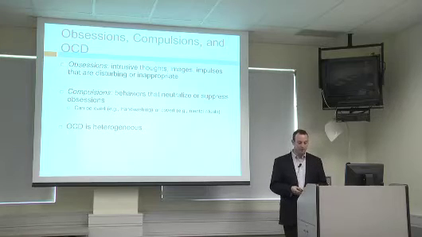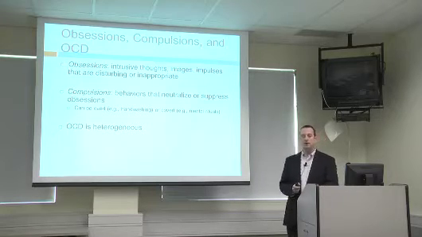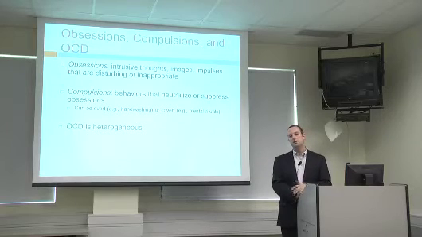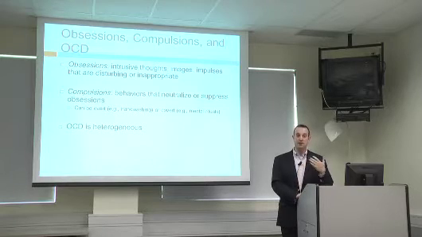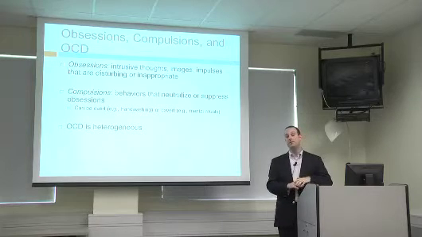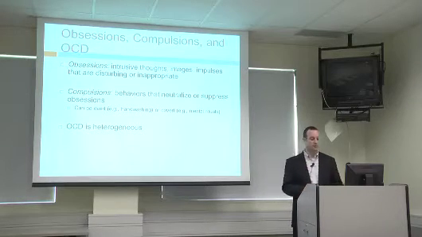OCD is heterogeneous. So the obsessional content and the compulsive behavior, of course, as well, of two different people who have OCD can look really, really different. And that's the case even for people who have similar kinds of OCD. You can have two different people who have some form of contamination concerns, and they really might be triggered by two totally different things, and their feared consequences might be two totally different things.